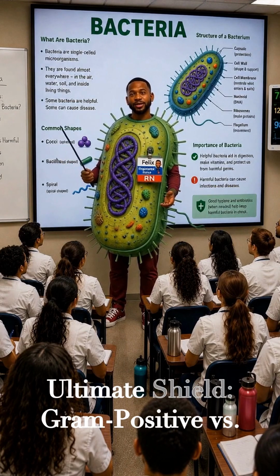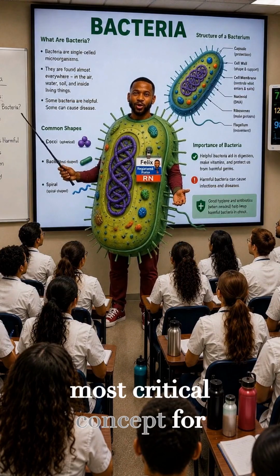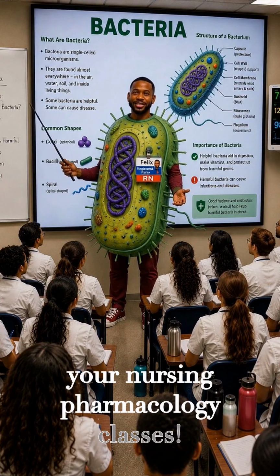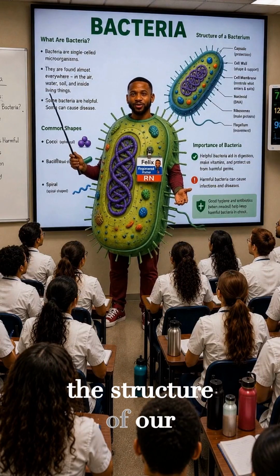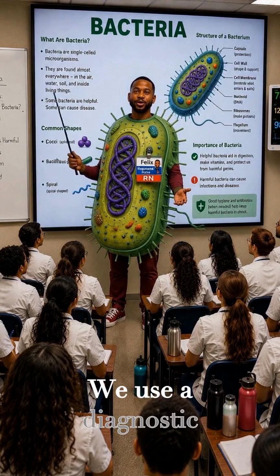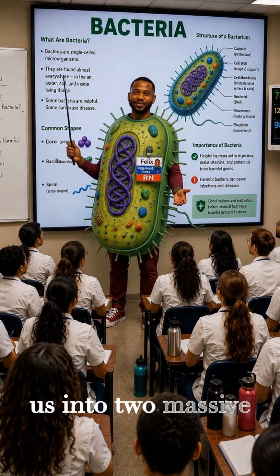Comparing the three main shapes of bacteria: cocci in clusters and chains, bacilli rods, and spirochetes. The ultimate shield, gram-positive versus gram-negative. This is the most critical concept for your nursing pharmacology classes. To choose the right antibiotic, doctors must know the structure of our cell wall. We use a diagnostic coloring test called a gram stain to divide us into two massive camps.